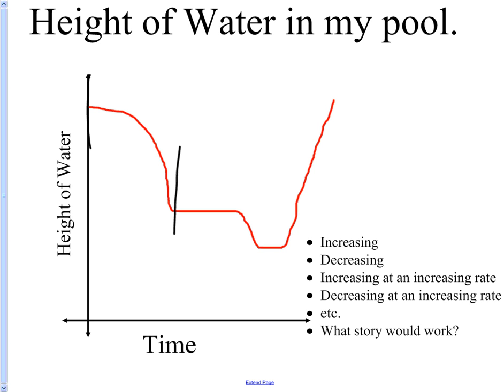Decreasing at an increasing rate, because it starts out going kind of slow, see? And then it ends up going pretty fast, see? So it's decreasing, but at an increasing rate. Now, why would that happen in the real world? Starts out and doesn't drain very fast, and all of a sudden starts draining much, much faster. Yes? Yes, if you blew a hole in the side of your pool, that would work.